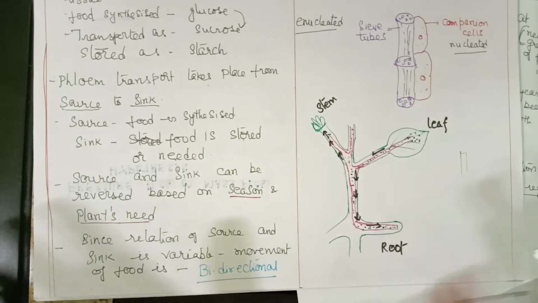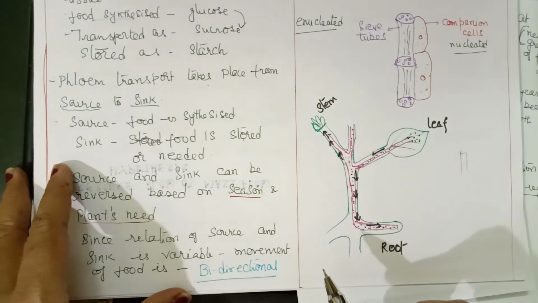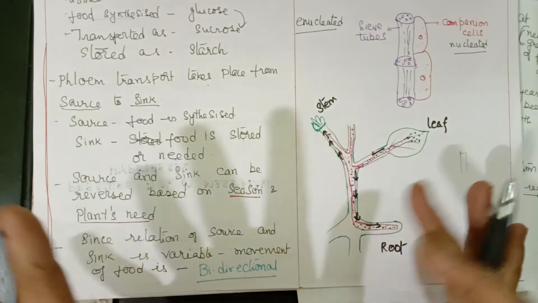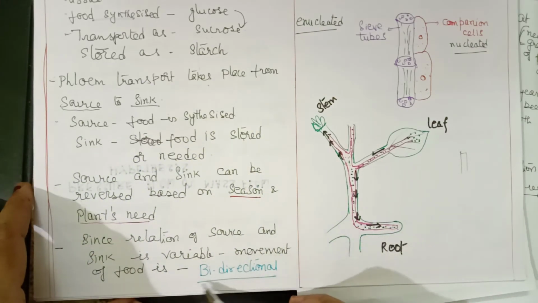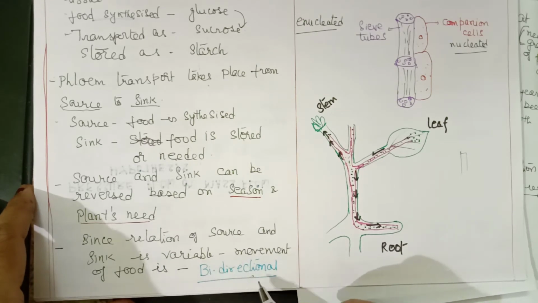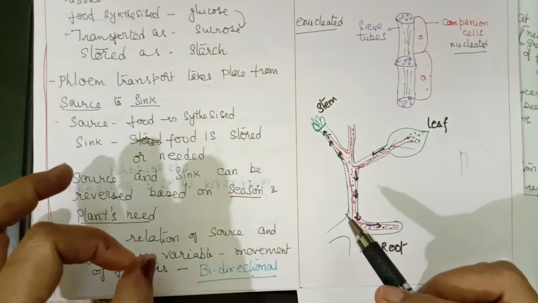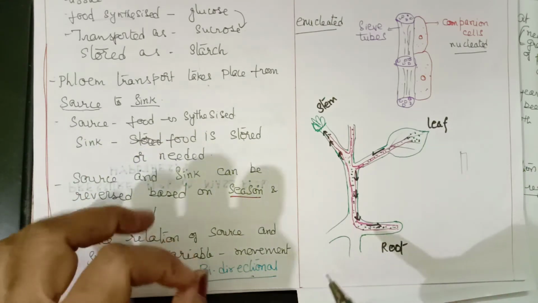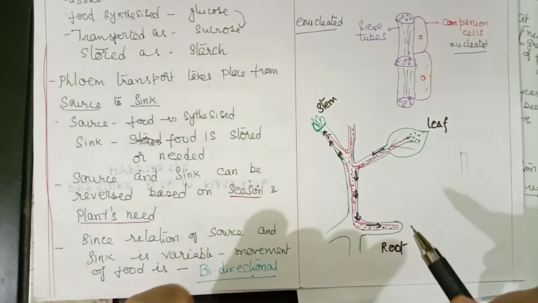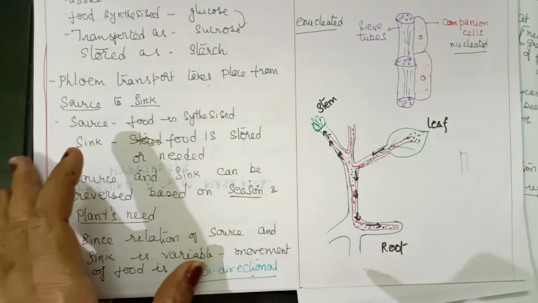That means it can take place in two directions, because source and sink are variable. Depending upon seasons and plant need, the source and sink concept can change. Hence we say the translocation of food through phloem is bidirectional, unlike in xylem, where transport of water is unidirectional. It cannot be bidirectional in xylem. There, the transport is only from the root to different parts of the plant, so it is always unidirectional.